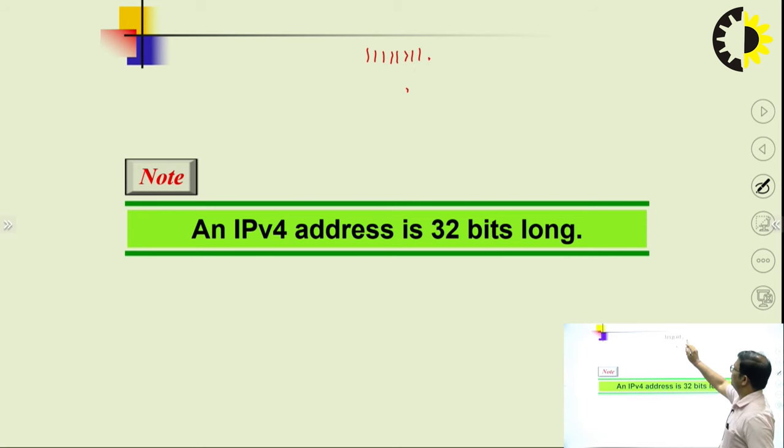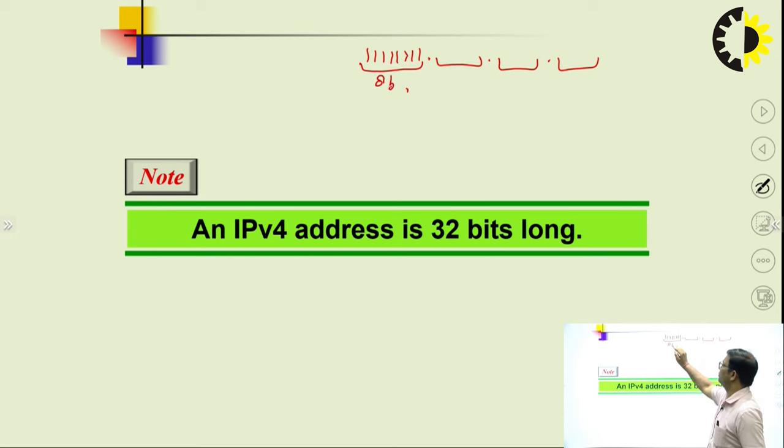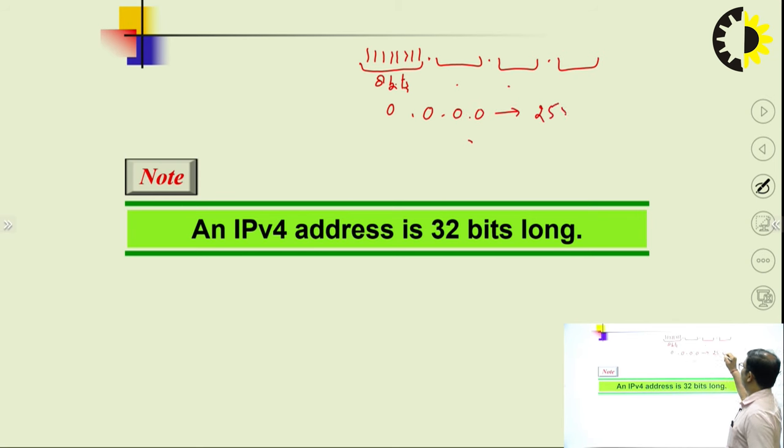1, 2, 3, 4, 5, 6, 7, 8, dot. This is an 8-bit block, another block is 8-bit, another is 8-bit, another is 8-bit. So there are a total of 4 blocks of 8 bits each, so a total of 32 bits. If we define it in binary, the range of IP addresses will be 0.0.0.0 to 255.255.255.255. This is the range of IPv4 addresses.